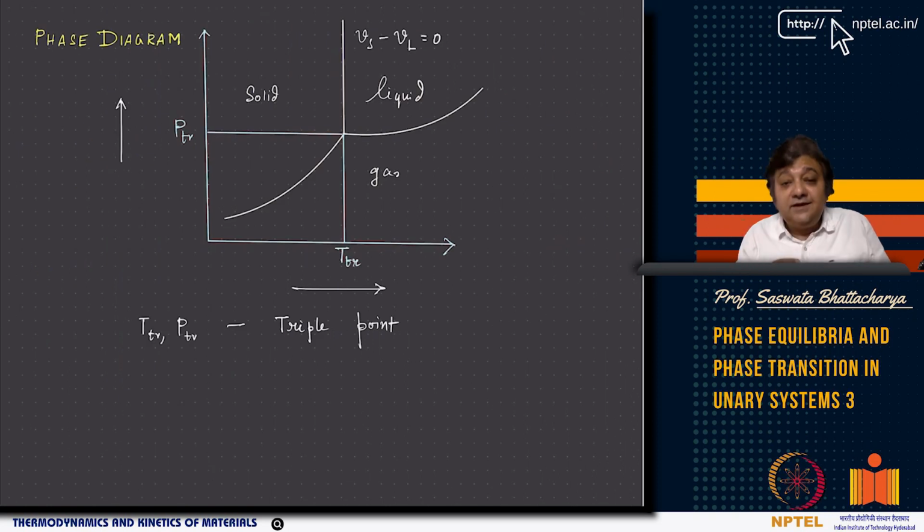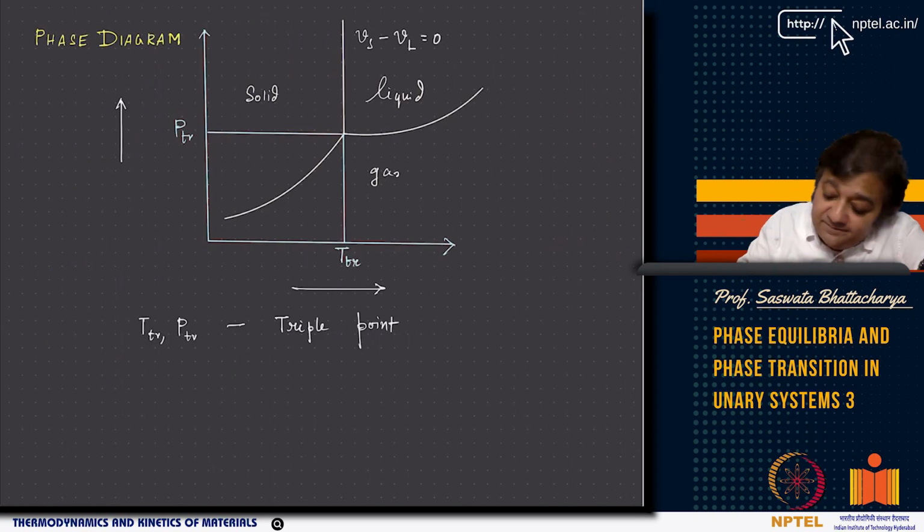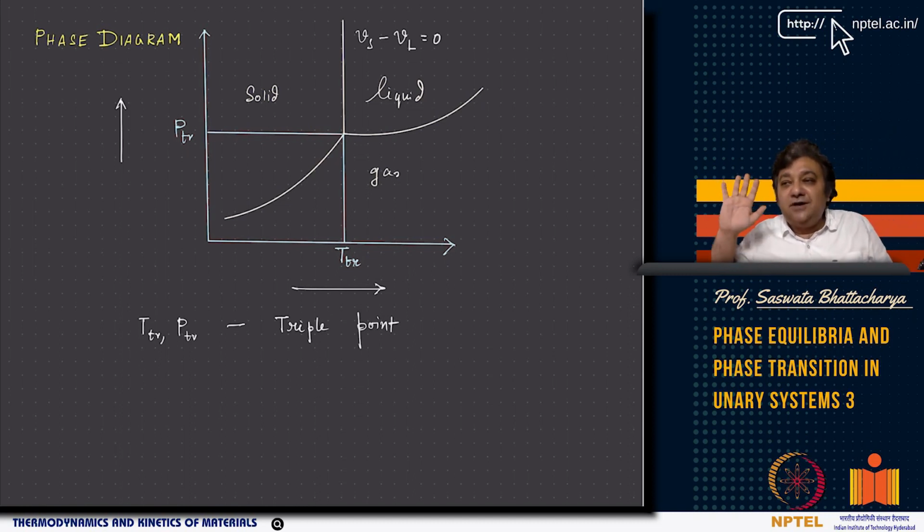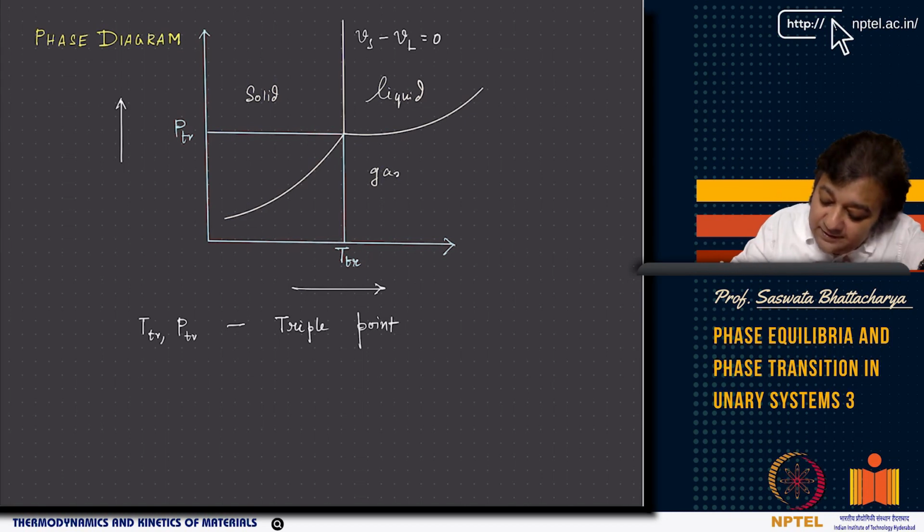Now, think of another thing. If you have a unary system, you can map the stability, that is, in which ranges of pressure and temperature solid will be stable, at which ranges liquid will be stable, and at what range gas will be stable. So, for example, you have these white lines. This is a phase boundary, this is another phase boundary, and this is another phase boundary, and this marks the triple point where solid, liquid and gas can coexist.